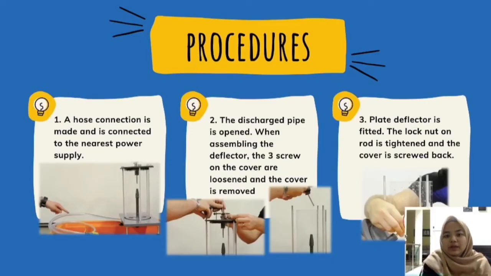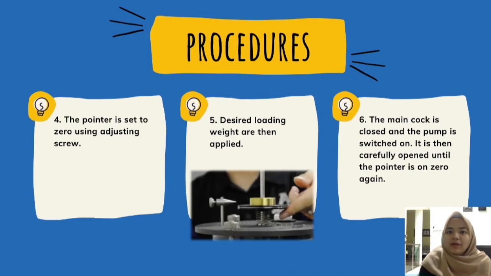Before the experiment is conducted, a quick inspection was carried out to ensure that the unit is in proper operating condition. First, a hose connection is connected to the nearest power supply, and then the discharge pipe is opened. When assembling the deflector, the 3 screws on the cover are loosened and the cover is removed. Then the plate deflector is fitted, the lock nut on the rod is tightened, and the cover is screwed back. Number 4, the pointer is set to 0 using the adjusting screw. Number 5, the desired loading weight is then applied. Then the main cock is closed and the pump is switched on. Then carefully open it until the pointer is on 0 again.